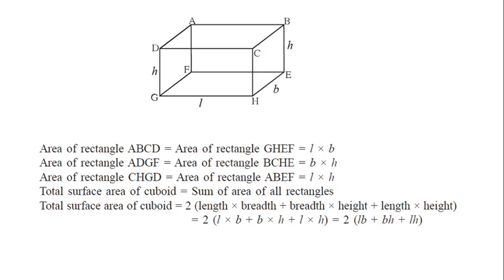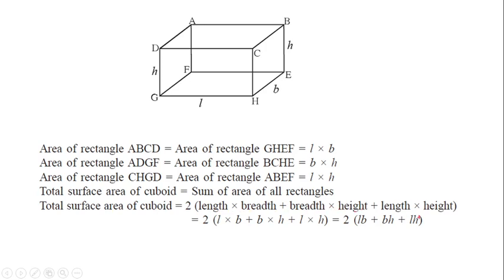First of all, we have to find the surface area of one side. Double it, you will get the other side also. Find this side, double it, you will get this side also. And find this lower side, double it, you will get the top side also. Therefore, the total surface area of a cuboid is equal to 2 times length into breadth plus breadth into height plus length into height.